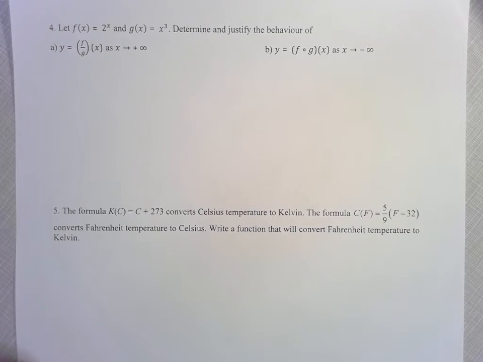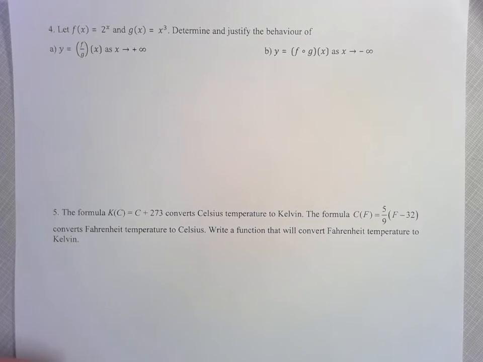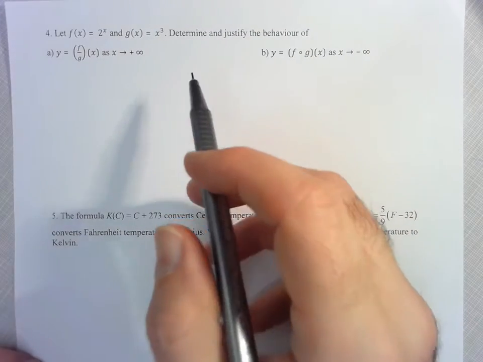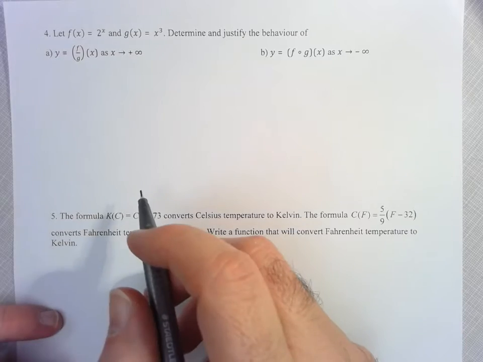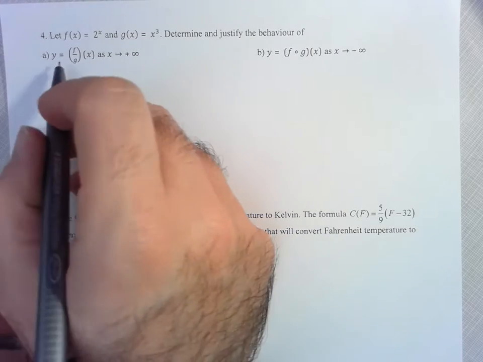Hi folks, we're going to take a look at number 4 from the Unit 6 quiz. So in this case here, they're giving us two functions and they want us to determine some end behaviors, and they're asking for some justification. Okay, so let's start with the first one here.